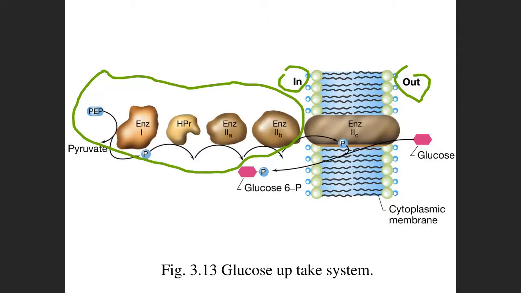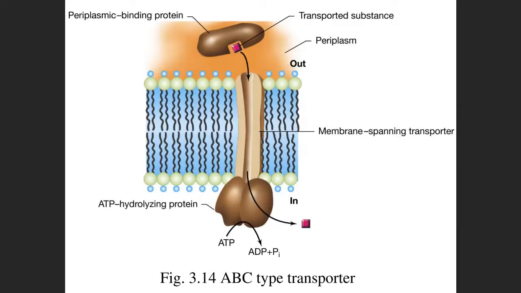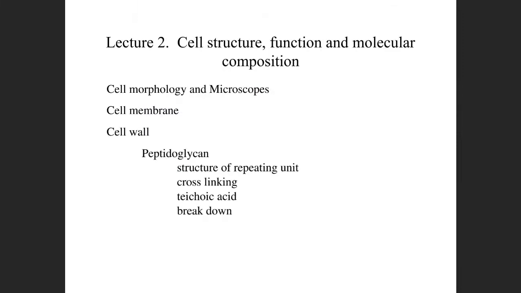Almost all bacteria have this glucose uptake system, and this is another view of the ATP ABC transport system. So this has the sample here, and that brings it in. Okay, so these are the transporters. This is how that works. So now we're going to take a look at the cell wall.